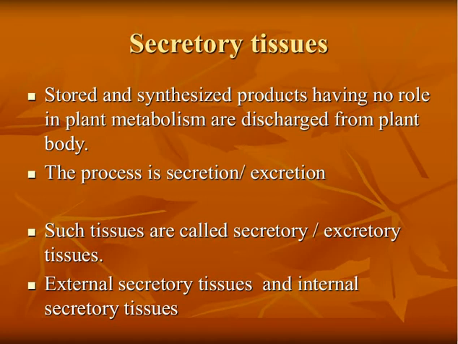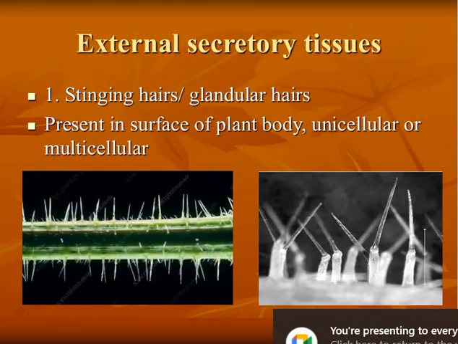These tissues can either be present on the surface of the plant body as an outgrowth, then they are called external secretory tissues, and if they are present within the plant, not on the surface, they are called internal secretory tissues. Now let's see one by one the major external as well as internal secretory tissues present within the plant. First, let's go to external secretory tissues.